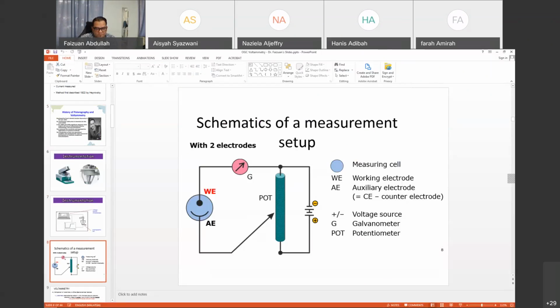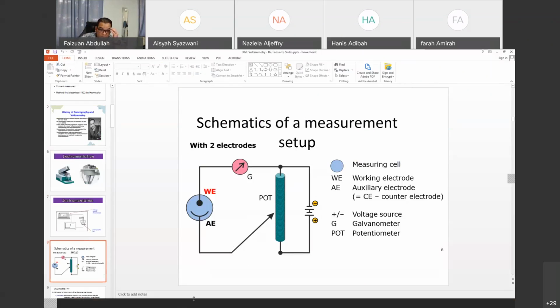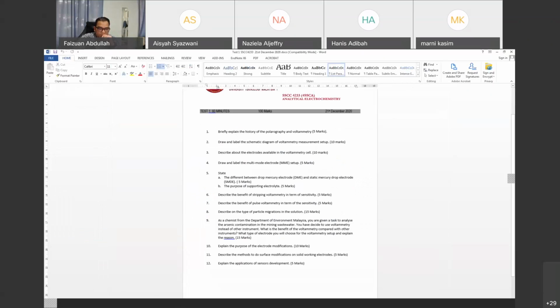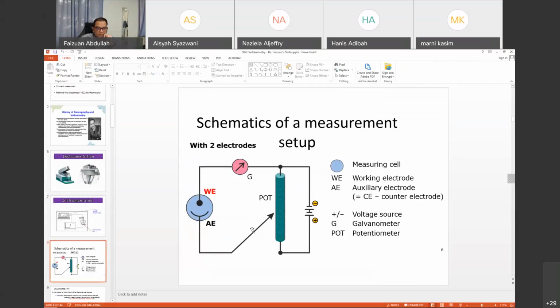Jawab. Betul, jawab. Okay. Kita ada apa? Ada working electrode. AE apa? Auxiliary electrode. Okay. G ni apa G ni? Galvanometer. Okay, potentiometer ataupun potentiostat kita panggil.